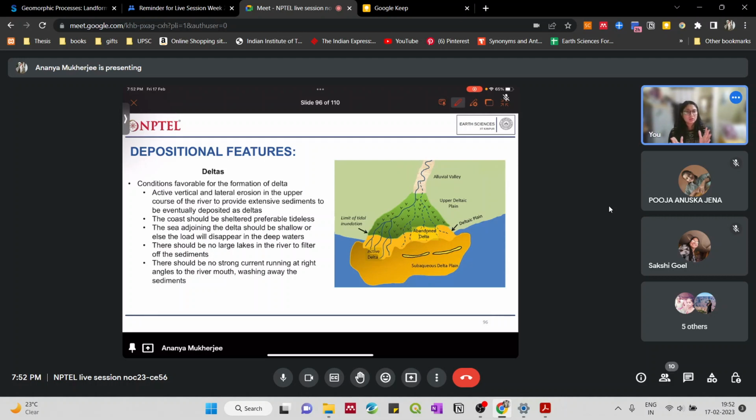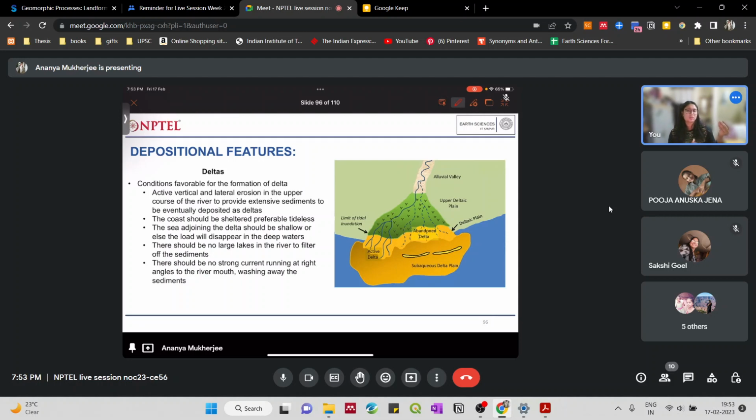Then mostly the coast should be preferably tideless. Okay, so it gets longer time for the sediments to get deposited and stay over there and not get washed out by the tides. Then the sea, or the continental shelf region, should not have a lot of gradient over there. It should be shallow. Okay, otherwise the load that is coming with the river is going to get deposited in the sea floor. It is not going to form a delta.